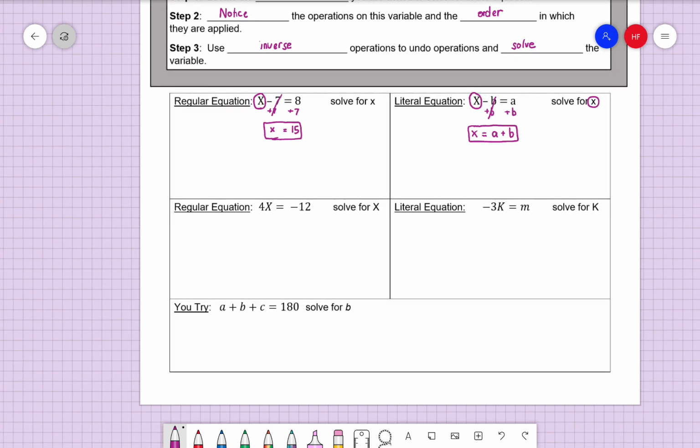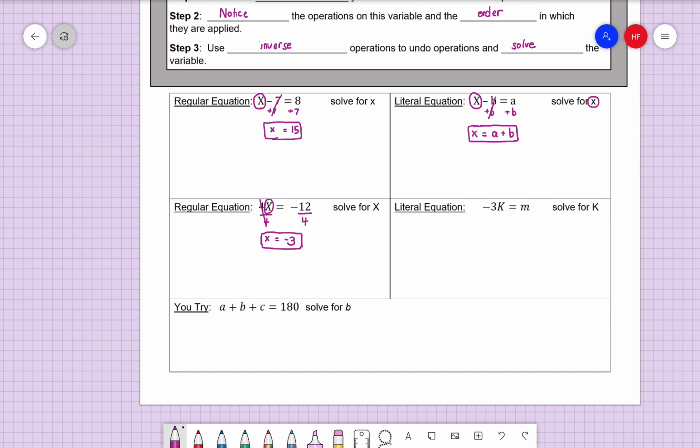So then let's look at the next one. For the regular equation, we're solving for x. I want to get this x by itself. That's my goal. So I see the operation between 4 and x is multiplication. I'm going to use inverse operations, so I'm doing the opposite, dividing, and those two will cancel out. I'm left with x on the left, and negative 12 divided by 4 is negative 3. Now my x has been isolated, it's by itself. That's my final answer.